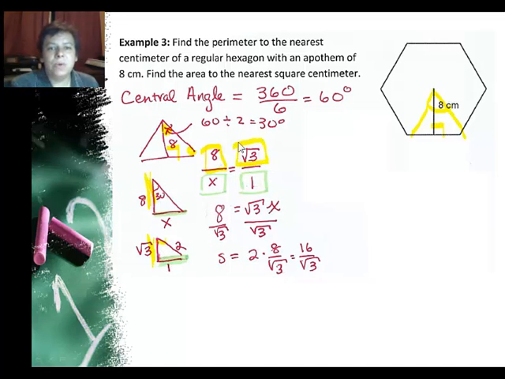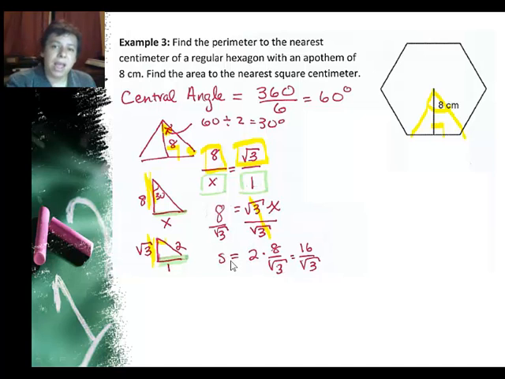8 is to square root of 3, as x is to 1. Cross multiply, and so I get 8 equals square root of 3 times x. Then I have to divide both sides by square root of 3. This simplifies, so I end up with x equals 8 over square root of 3.